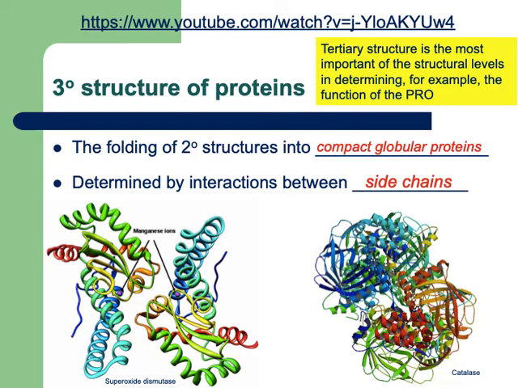So, for example, we have two pictures here. We have superoxide dismutase, or SOD, and this is an important enzyme. It actually converts superoxide anion to hydrogen peroxide, which is important in the body. We also on the right have catalase, which converts hydrogen peroxide to water, and this is also a very important enzyme to catalyze that reaction. So we see a lot of enzymes in the tertiary structure of proteins.